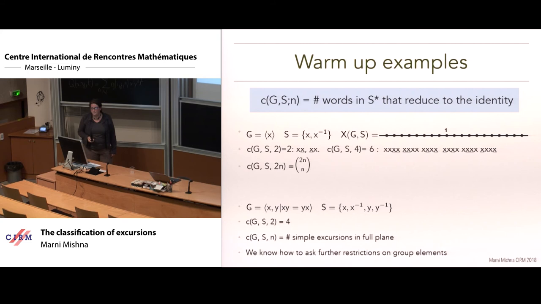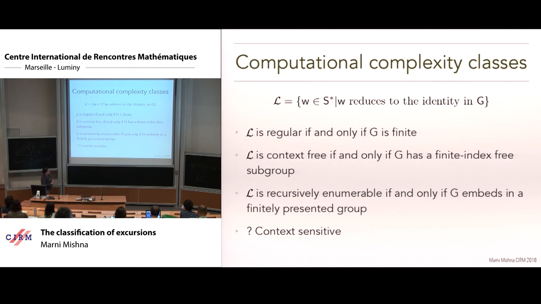So what's really nice is that this is rather historical, and there are a lot of names here, so I'm giving you a flavor, I'm not being so pedagogical here. If I look at the language of words that reduce to the identity, this language, a bunch of symbols generating your group, is regular if and only if the group is finite. So basically you have a finite automaton accepting, figuring out whether or not you are the identity. This language is context-free if and only if G has a finite index free subgroup. So that's a condition on the group that makes it context-free.